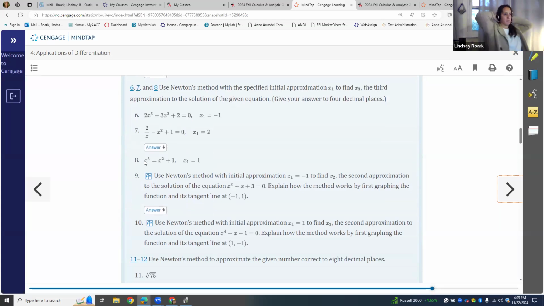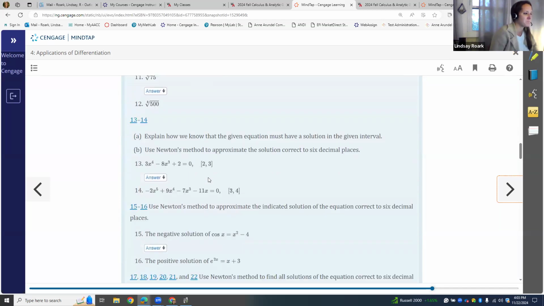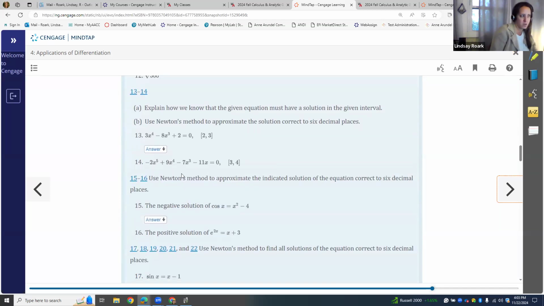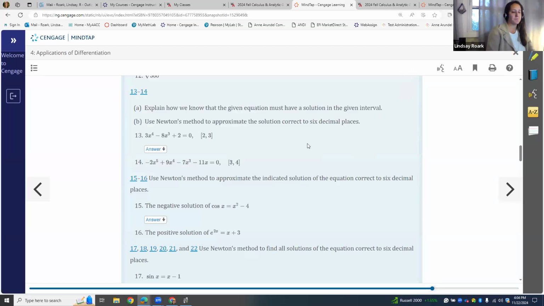So let's see, let's look at number 8 here. It says, use Newton's method with the specified initial approximation x1 to find x sub 3. Actually, I could do that, but I want to go a little harder. I want to find a harder one. This one, I like this one. This one's good. This one says, first, explain how we know that the given equation must have a solution in the given interval.